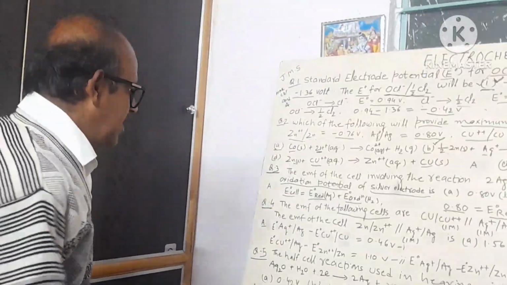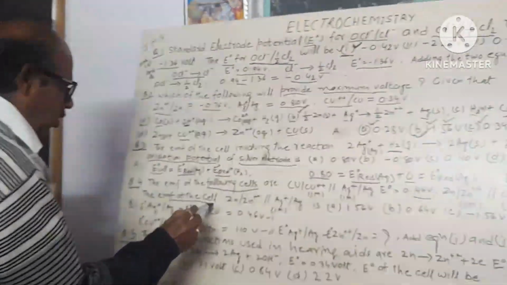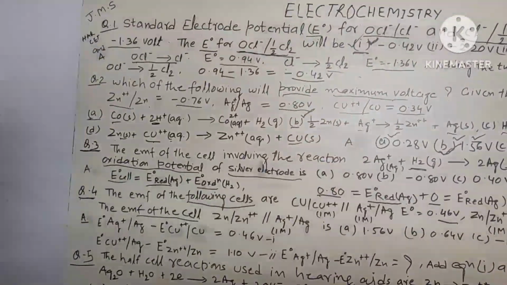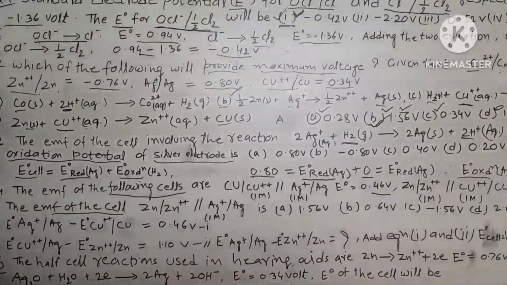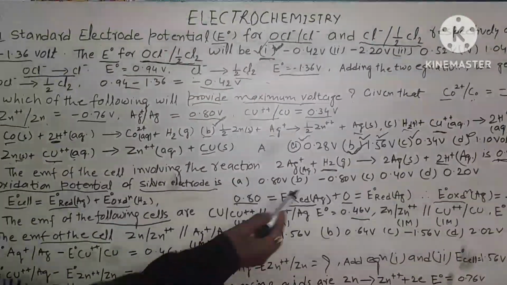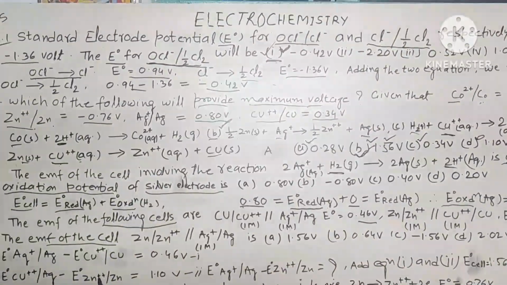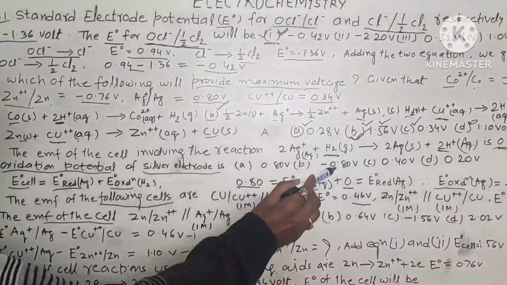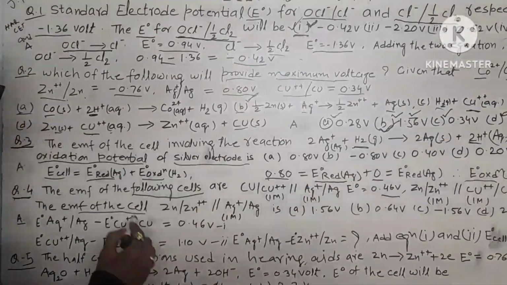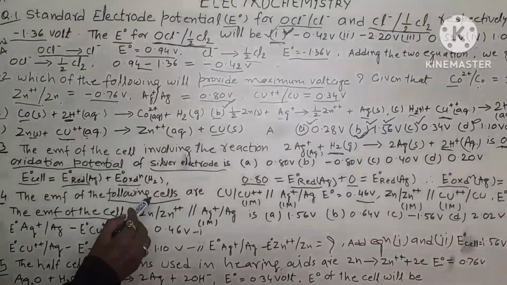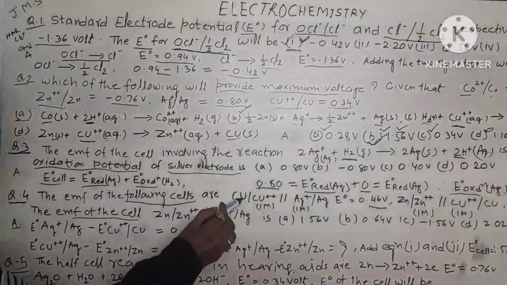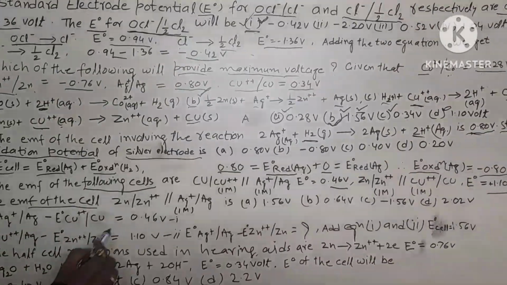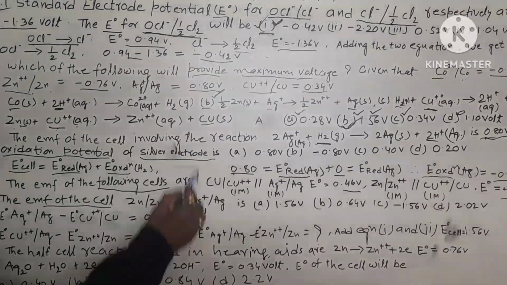Then you have to calculate the EMF of the new cell they have given, the Zn and silver electrode. These cells are different. Here you should remember, the two cells they have given are different from this one. Copper and silver is given, zinc and copper is given, but you have to calculate the EMF of the cell zinc and silver.